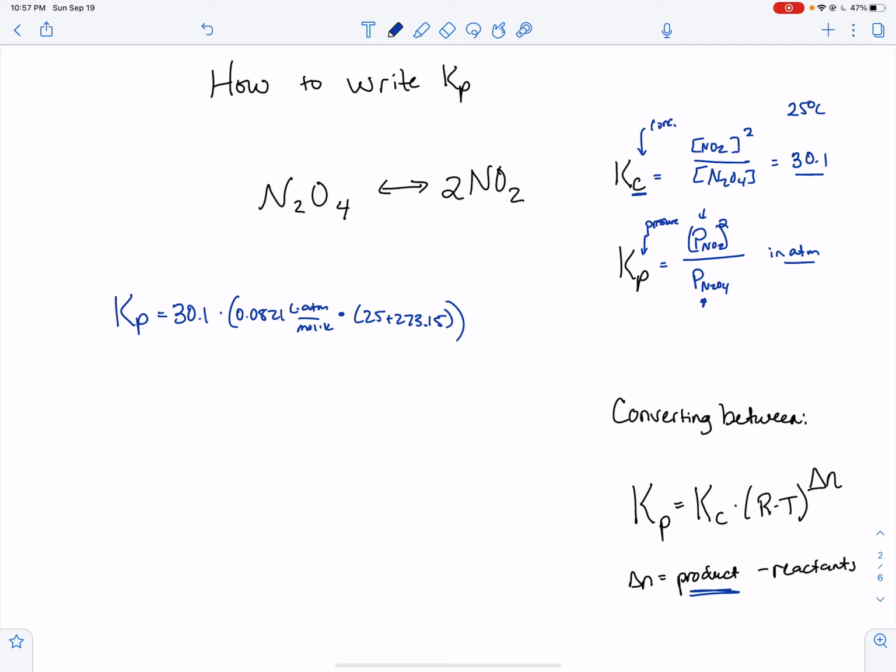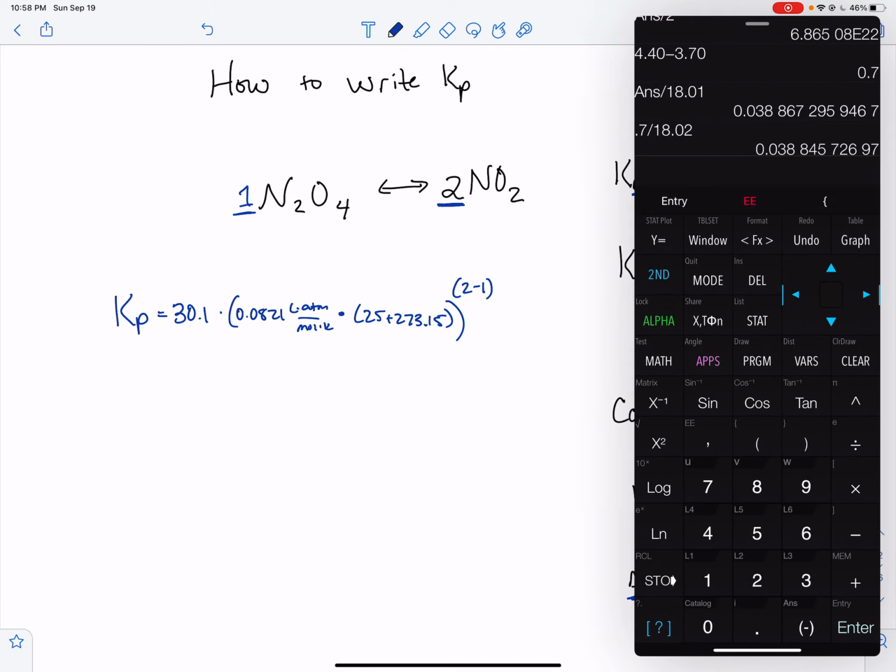Now, delta n is the moles of all of your products minus reactants. So just use the coefficients to help you here. We're going to look back up here, and I have 2 moles of this one, and I have an understood 1 mole of this one. So my delta n is 2 minus 1. And when I plug that into a calculator: 30.1 times parentheses 0.0821 times parentheses 25 plus 273.15 parentheses closed, raised to the 2 minus 1.